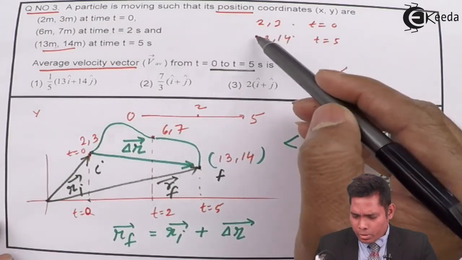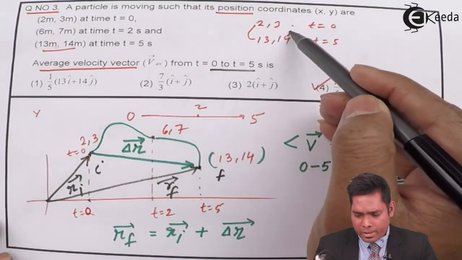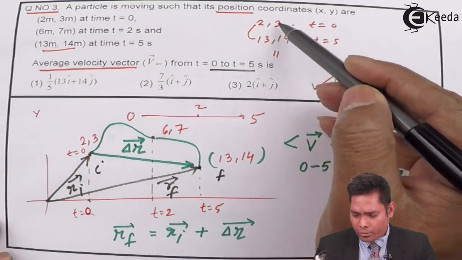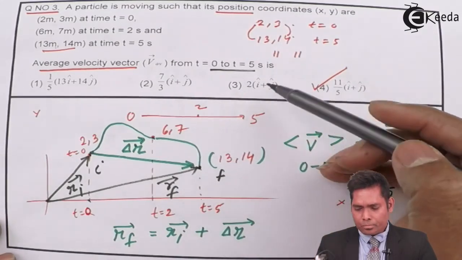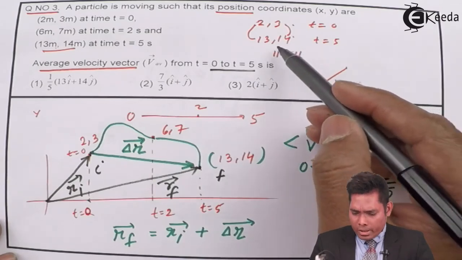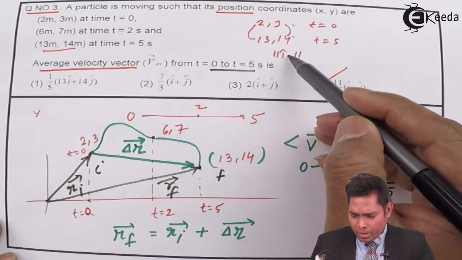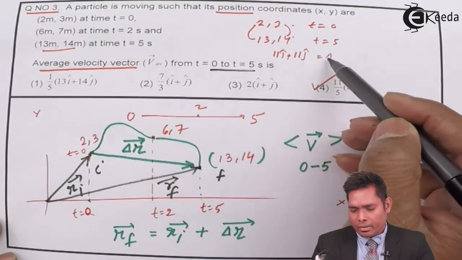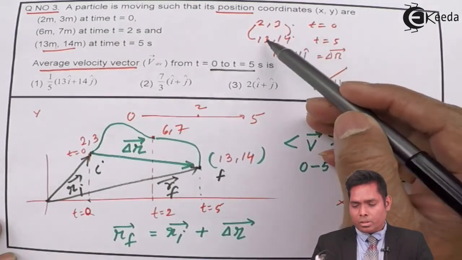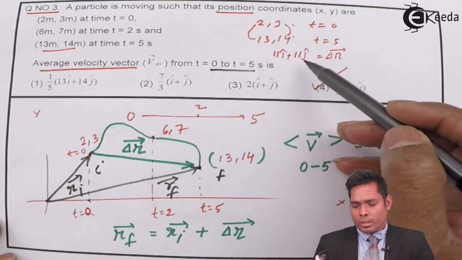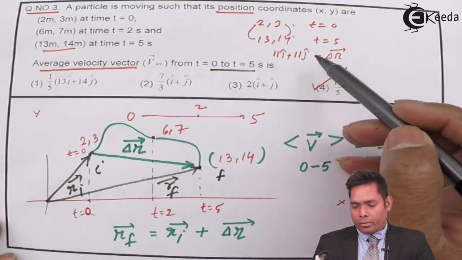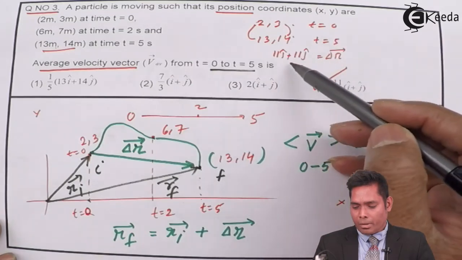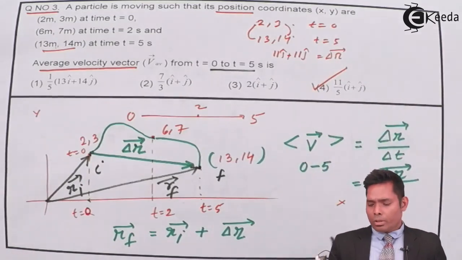What you do is take the difference of the corresponding coordinates. For the x coordinate, you take the difference, and it comes out to 11. For the y coordinate, it also comes out to 11. So it is 11 i cap plus 11 j cap, that is the delta vector. This is the displacement. The displacement is just the difference, so this is your delta r. Since the total time is 5 seconds, divide this by 5 and you will get the answer immediately without any extra work.